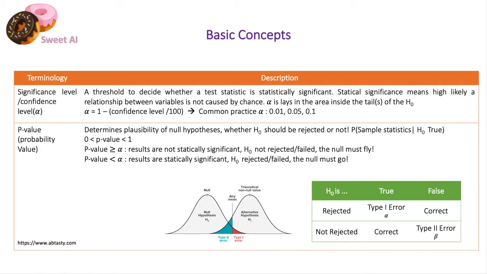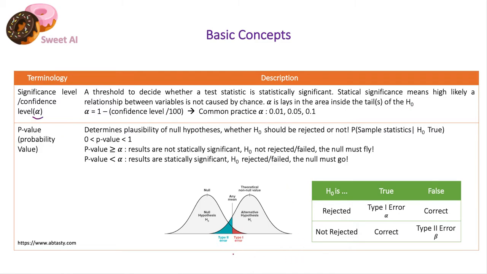So let's see what significance level or confidence level means, and what p-value is. The significance level or confidence level, which is indicated by alpha, is a threshold that we use to decide whether the result from a test is statistically significant or not. And it helps us decide if the relationship between the variables is caused by chance or there is a strong relationship between them.